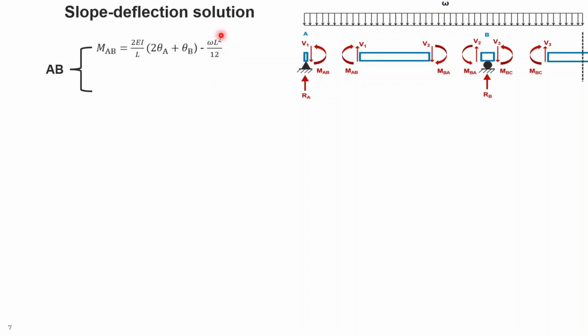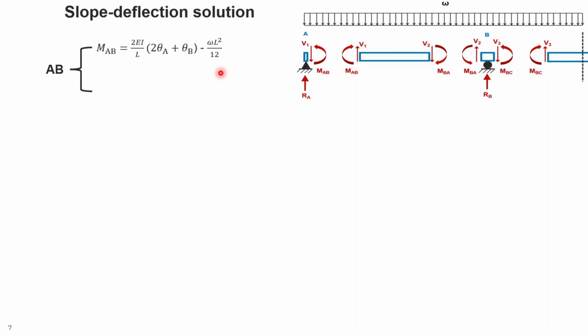This last term is called the fixed end moment, and it's a function of the applied external forces. Because I have a uniformly distributed load omega here, I come up with omega L squared over 12. If the external force is different, you will have different terms here. However, I will go to the next slide later on and show you how it works for different kinds of external loads. So bear with me and don't worry about the last term here.